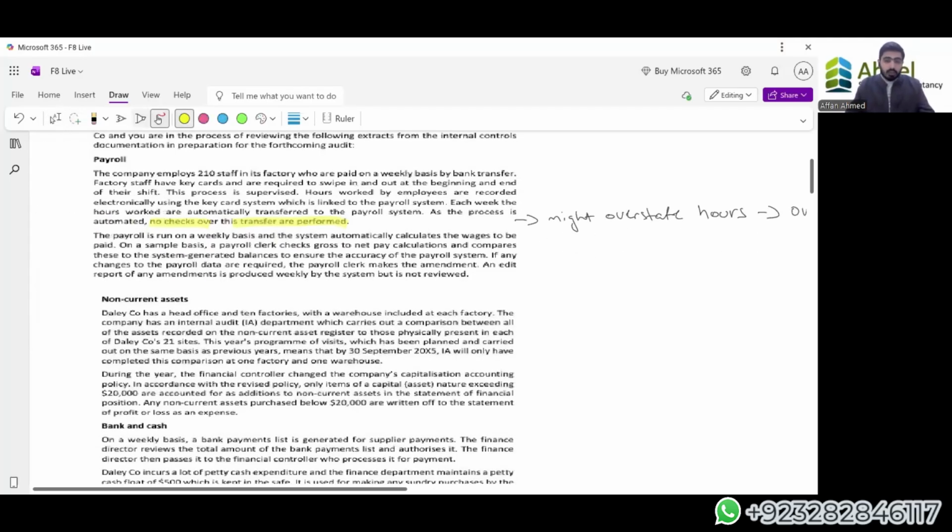What does it say? Here, they're saying that payroll is run on a weekly basis, and the system automatically calculates the wage to be paid. On a sample basis, a payroll clerk checks the gross to net payment calculation and compares these system-generated balances to ensure the accuracy of the payroll system. If any changes to the payroll data are required, the payroll clerk makes the amendment there. An edit report of any amendments is produced weekly and not reviewed.